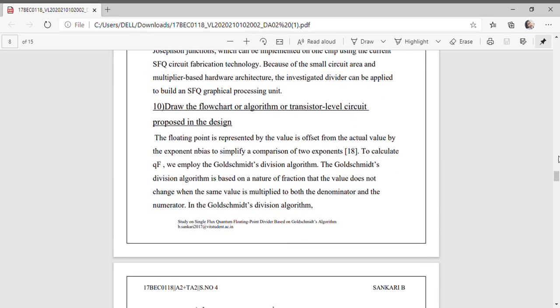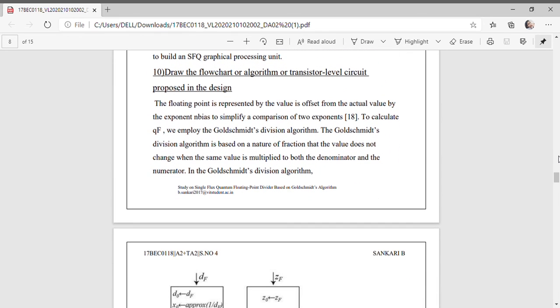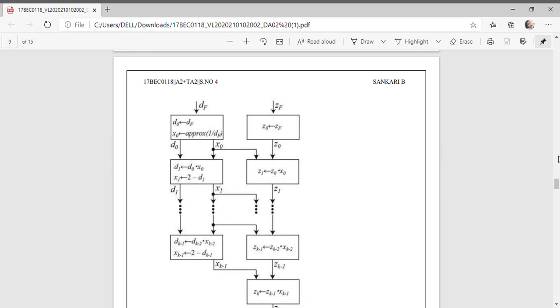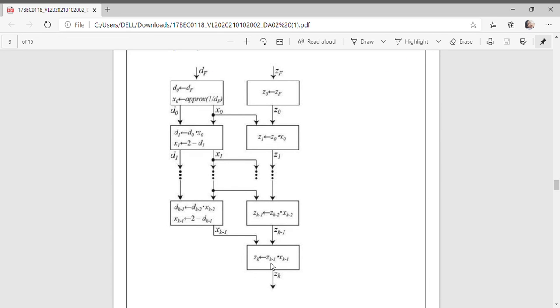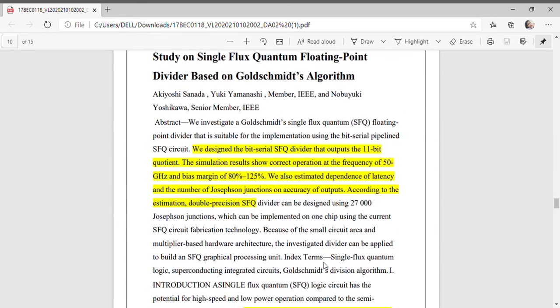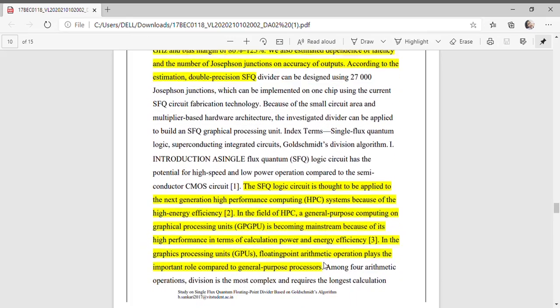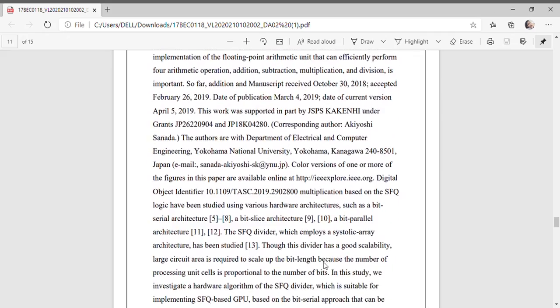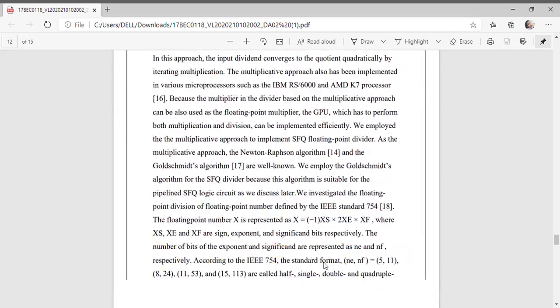Going to the next question. Draw the flowchart or algorithm or transistor level circuit proposed in the design. So this is the flowchart that was proposed in the design, and I drew this with the help of Draw.io. And I have taken some notes from the paper that I used.